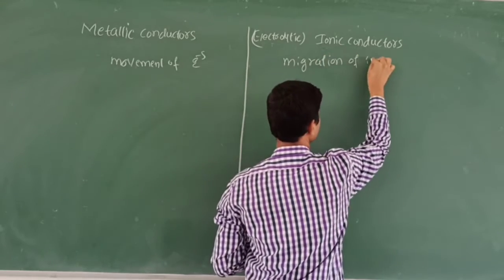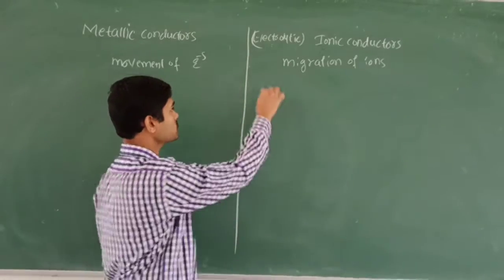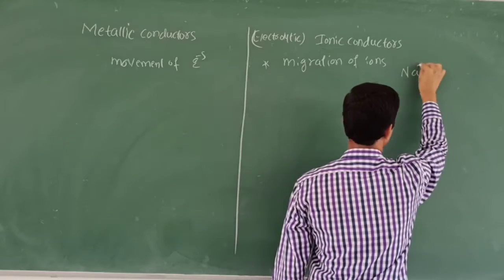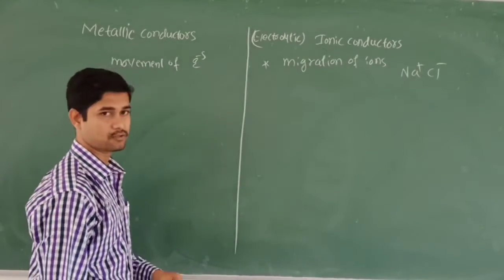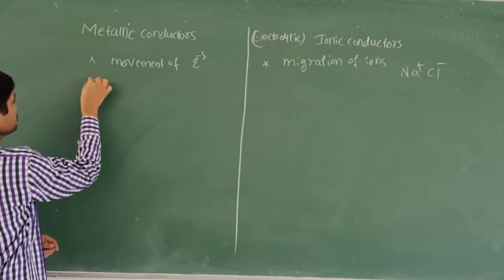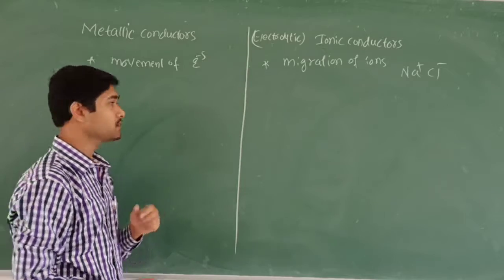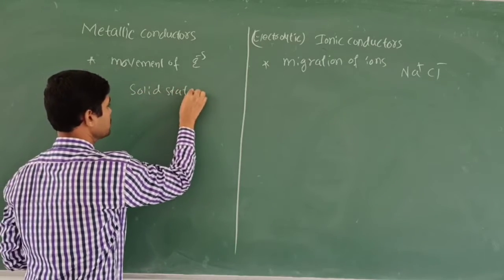Migration of ions takes place in the electrolytic conductors. Suppose I take the example of NaCl, Na+ and Cl- in the water, right? Like this it would be there. Second difference: in metallic conductors, conduction usually takes place in the solid state.